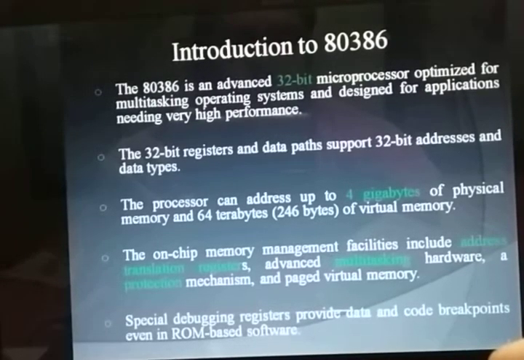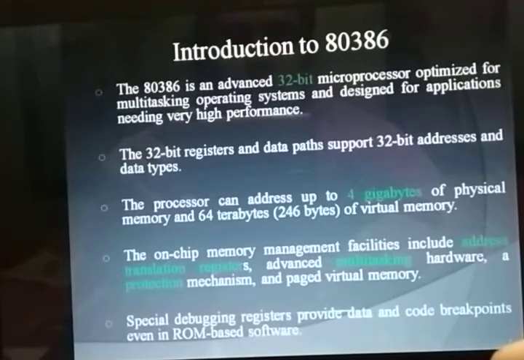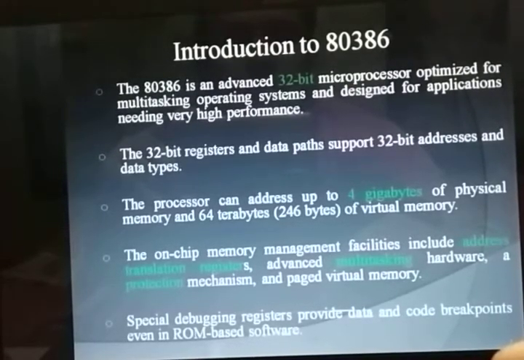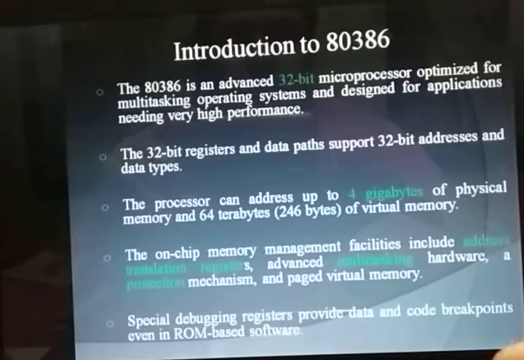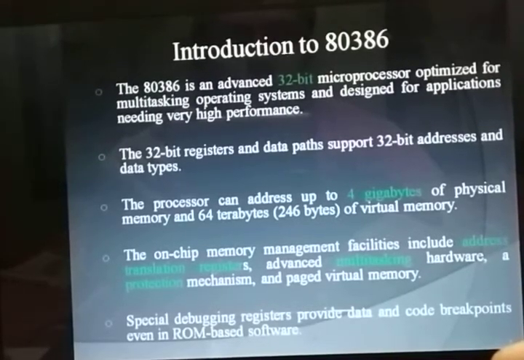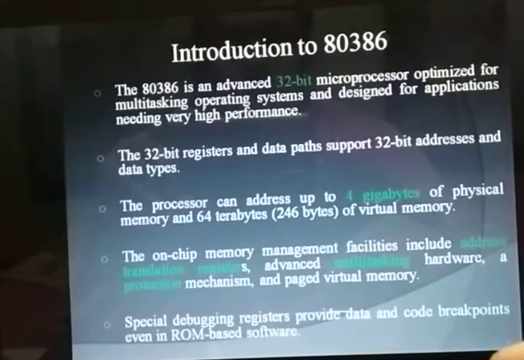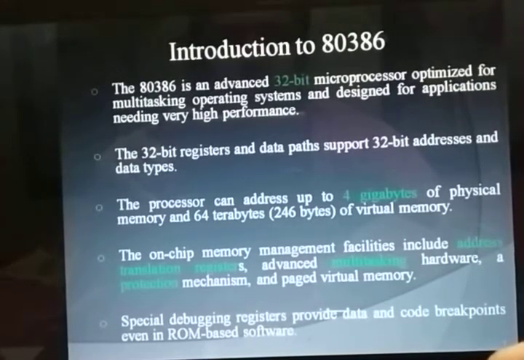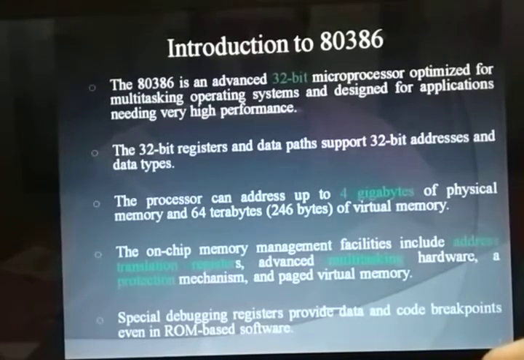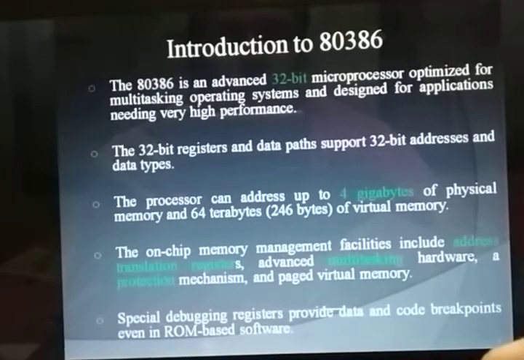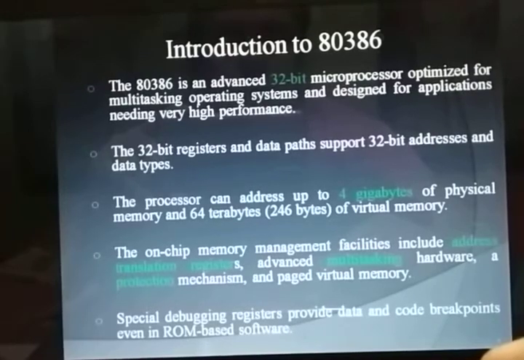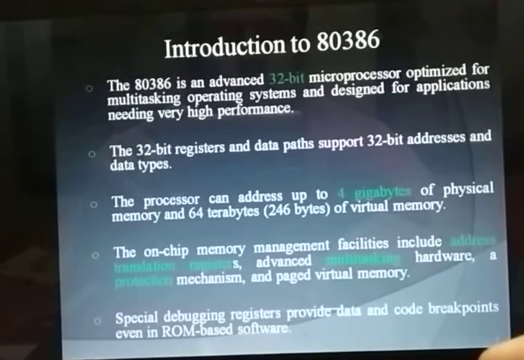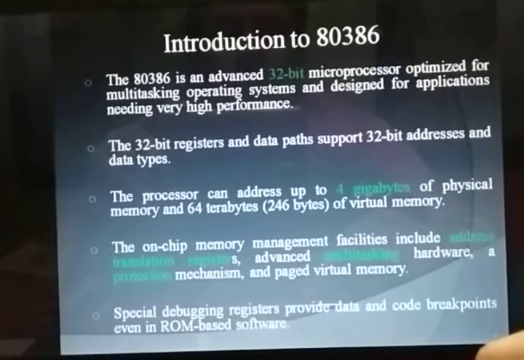But you can execute 8-bit, 16-bit, 24-bit, and 32-bit instructions also. So this is the feature of the 80386. Means at a time you can execute a 32-bit instruction because it supports a 32-bit data bus and 32-bit address bus. The processor can address up to 4 GB of physical memory and 64 TB of virtual memory. So your processor has 4 GB of physical memory and a total of 64 TB of virtual memory.